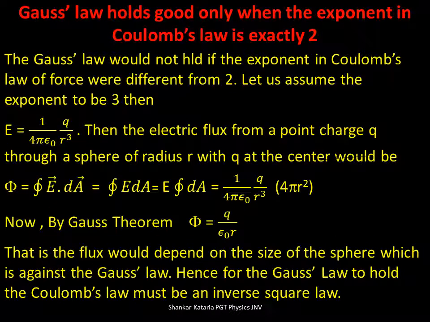Another interesting point to know is that Gauss law will hold good only if Coulomb's law is an inverse square law. So here an explanation is given that if Coulomb's law was not an inverse square law, what would happen? The conclusion is that if instead of r squared you had r cubed in Coulomb's law, then the electric flux would depend upon the size or the radius of the Gaussian surface, and this was contradictory to what Gauss said in his law. Hence, for Gauss law to hold good, Coulomb's law must be an inverse square law.